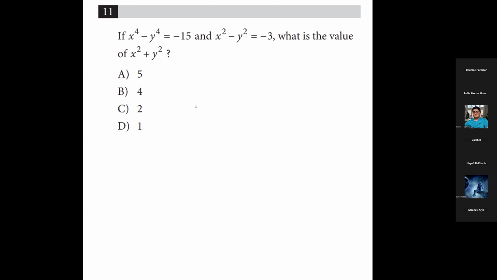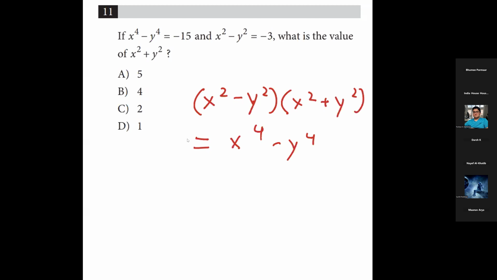Well, one thing we know is that x squared minus y squared multiplied by x squared plus y squared is equal to x to the fourth minus y to the fourth. Because x squared minus y squared times x squared plus y squared will always be equal to x to the fourth minus y to the fourth. You can solve this out if you want, but this is what it's equal to.